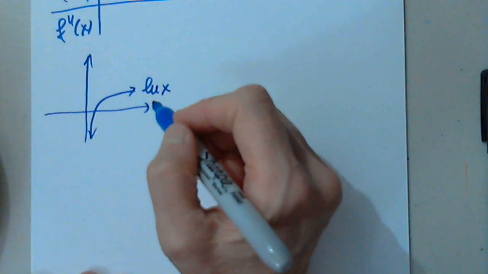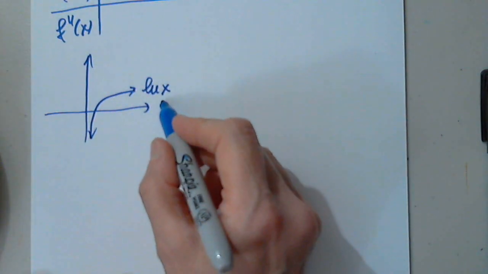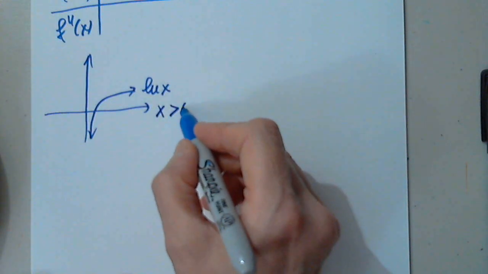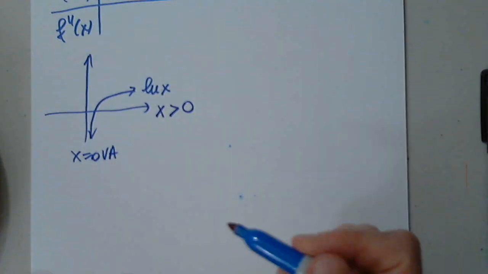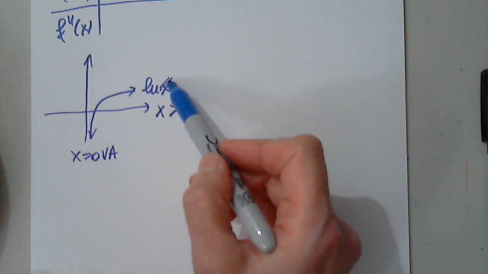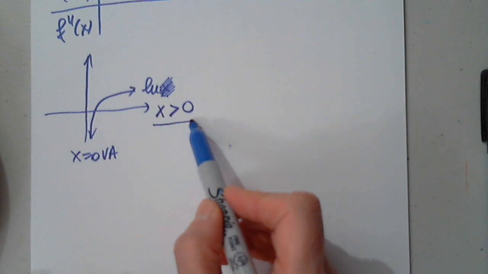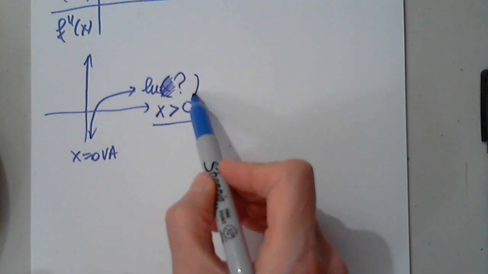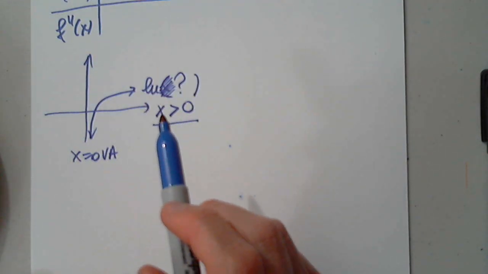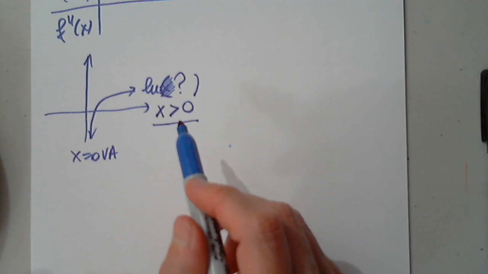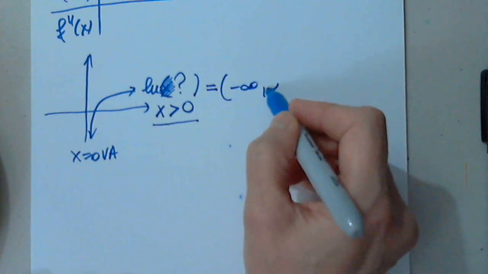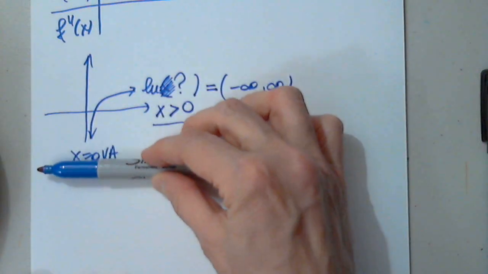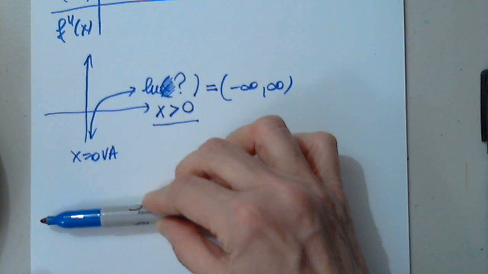So this is the graph of pure natural log x. This exists only when x is strictly greater than 0. There is nothing else. x equals 0 is a vertical asymptote. So this quantity has to be positive. Whatever this is has to be positive, not 0, just positive. But the answer can be anything. The range of this function is from negative infinity to infinity.